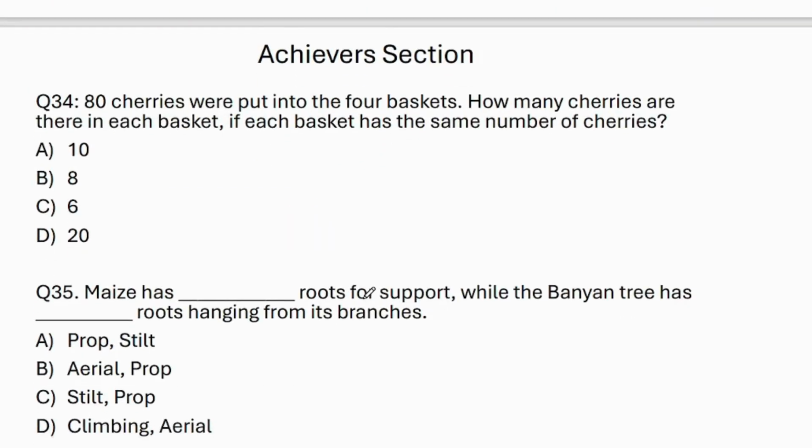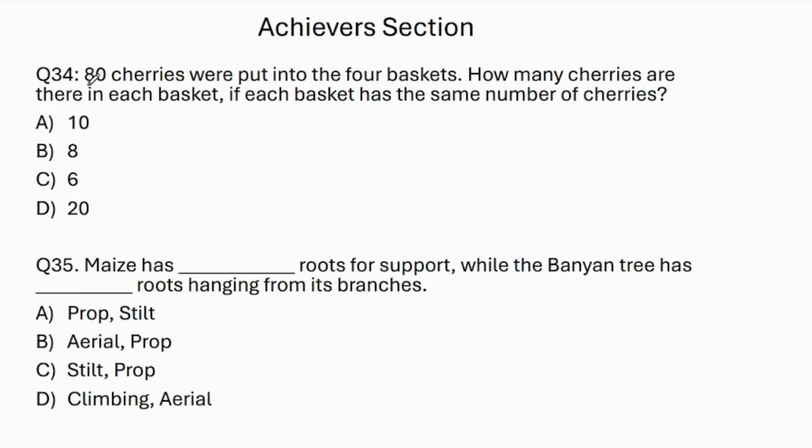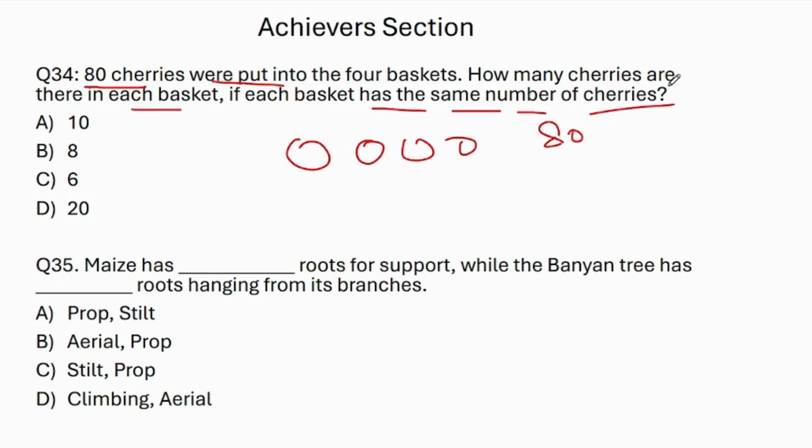Moving on to the next question, which is question number 34. 80 cherries were put into 4 baskets. So let's say there are 4 baskets and total cherries are 80. How many cherries are there in each basket if each basket has the same number of cherries? By reading the question, you would have understood that you have to distribute these 80 cherries into 4 baskets, 1, 2, 3, 4 baskets, in equal number.